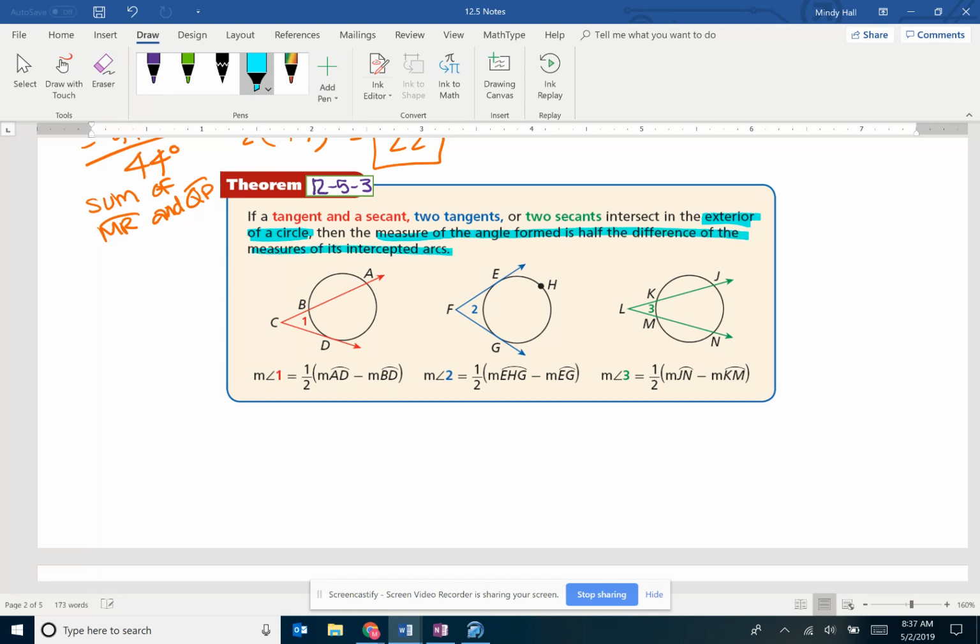So if you look at the examples, measure of angle 1 is AD minus BD. And that's just finding the difference and taking half. For measure of angle 2, it is EHG minus EG. And then for measure of angle 3, we are doing the arc JN minus the arc KM, and then you're just taking half. So it's really similar to what we were just doing, except instead of adding, we are now subtracting.